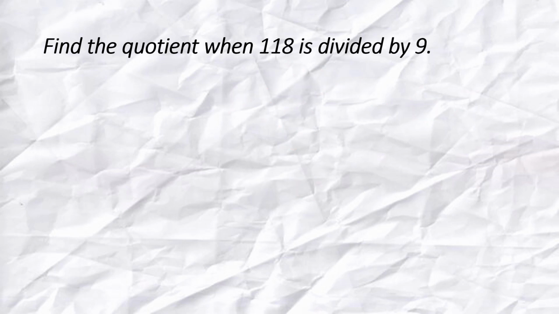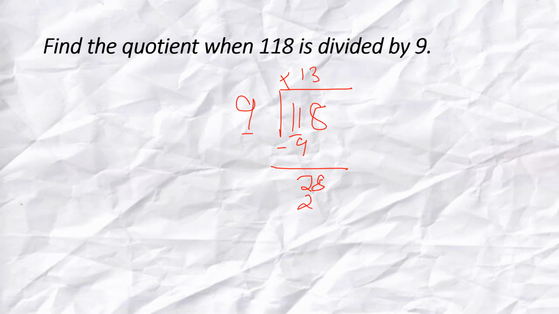Next, find the quotient when 118 is divided by 9. So 118 divided by 9. So 11 divided by 9 is 1. 1 times 9 is 9. 11 minus 9 is 2. And then bring down the digit 8. 28 divided by 9 is 3. 3 times 9 is 27. Subtract. 28 minus 27 is 1.